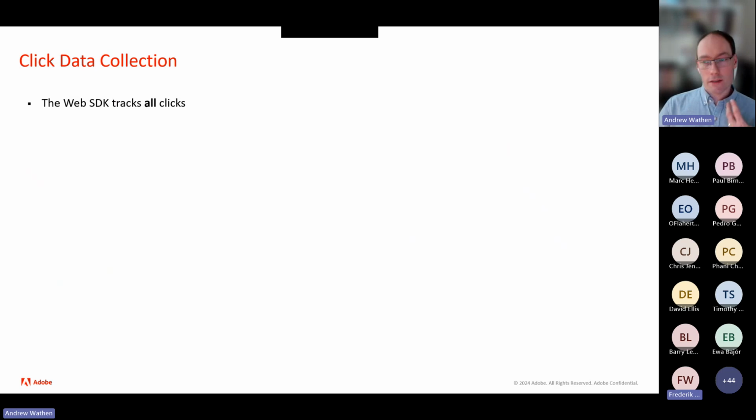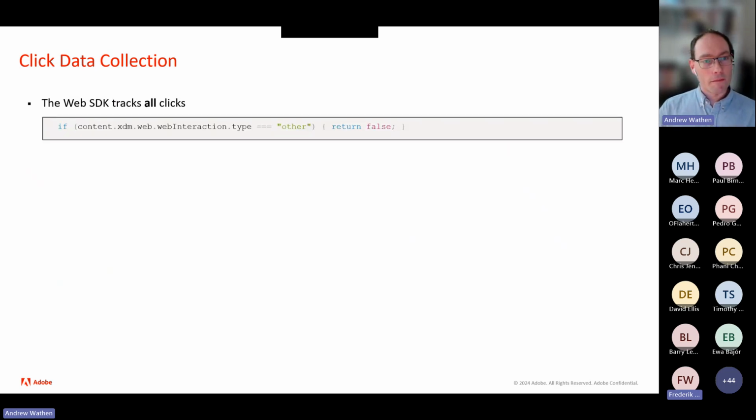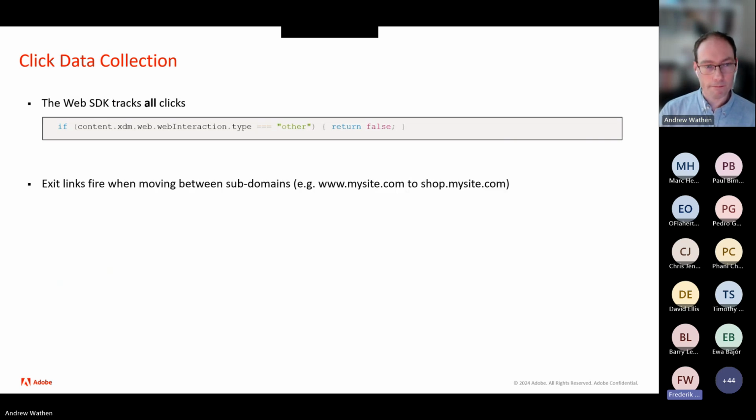The way we do that is, again, through entering some code into that callback function. Anything that's not a download link or an exit link will have a web interaction type of other. So if we return false when that web interaction type is other, it will stop the data from being transmitted.